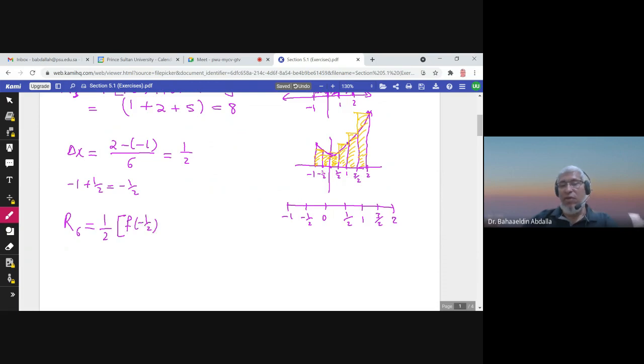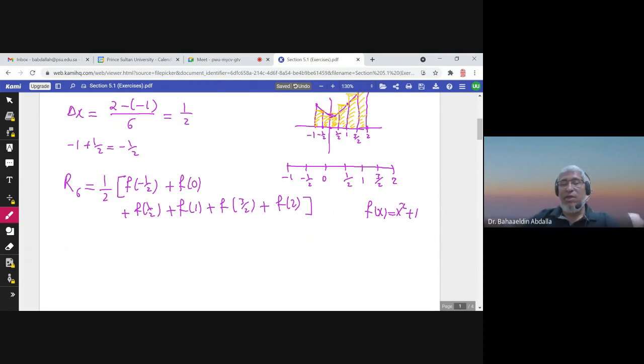Okay, f of negative half, the right end point, plus f of 0 plus f of half plus f of 1 plus f of 3 over 2 plus f of 2. 2, 4, 6, 6 rectangles. And now you use the definition that f of x is x squared plus 1, and you find f of negative half, f of 0, and all of these six values. You add them, you multiply by half, and you find the answer.